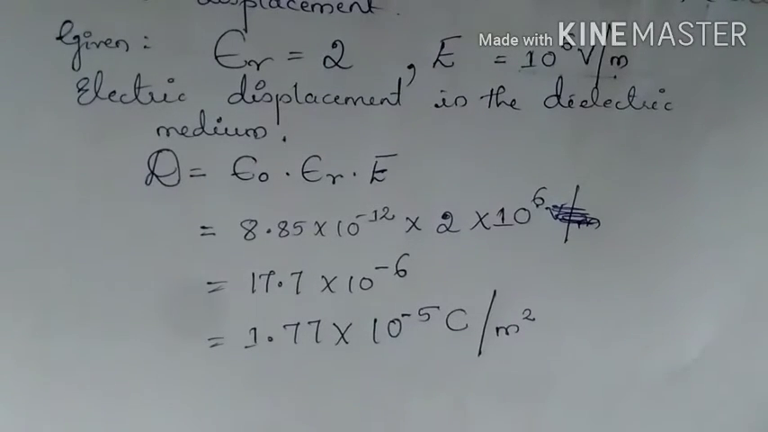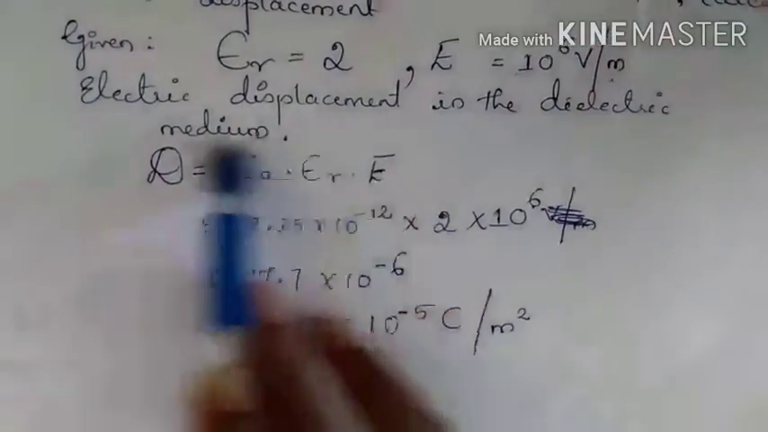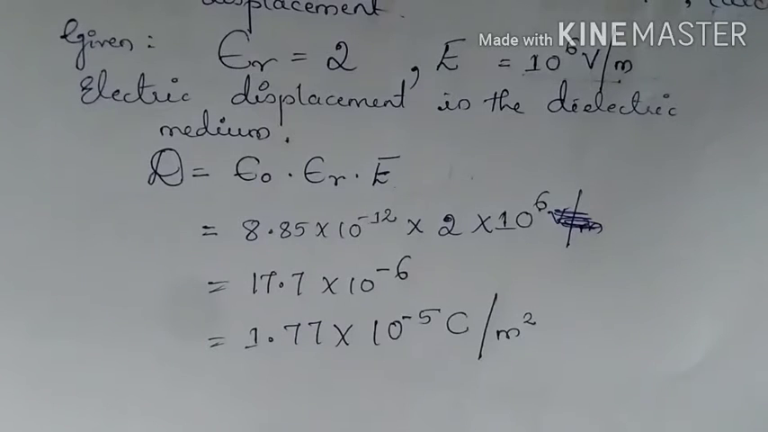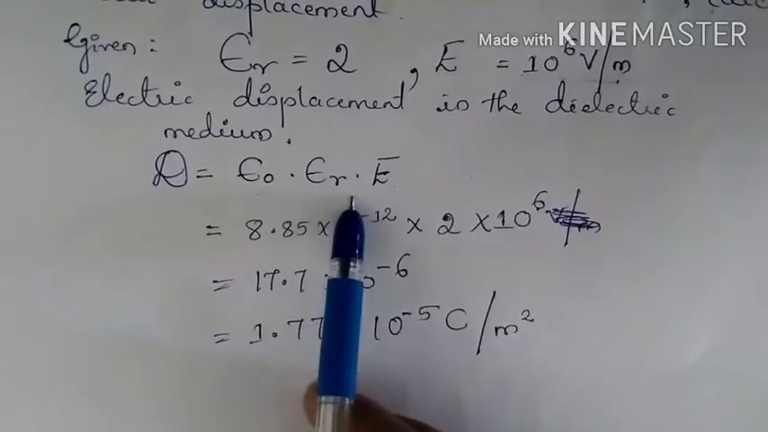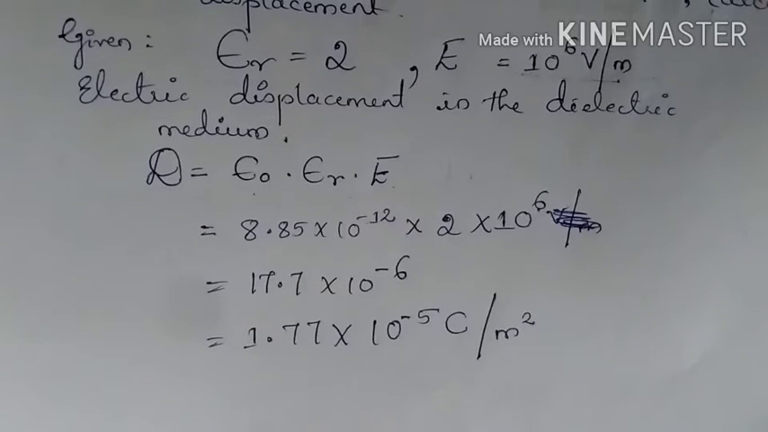So we have found electric displacement in the dielectric medium, and the unit for electric displacement is what? Coulomb per meter square. If you don't understand the unit for electric displacement from this expression, you can also try and derive the unit for D. You know the unit for epsilon, you know the unit for epsilon R, and you also know the unit for electric field. If you write them in order and cancel the things which are cancelable, then you get the unit for the electric displacement in the dielectric medium as coulomb per meter square.